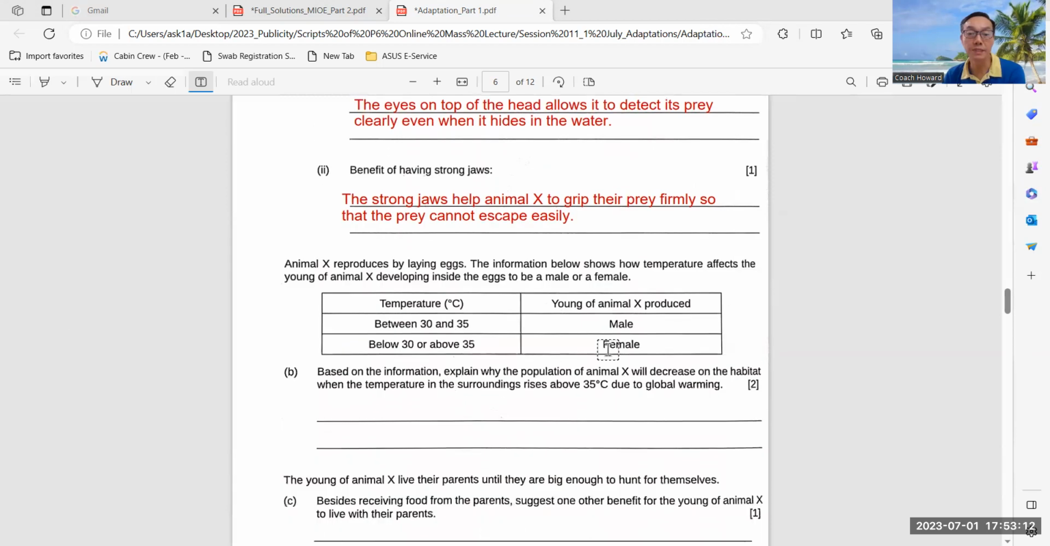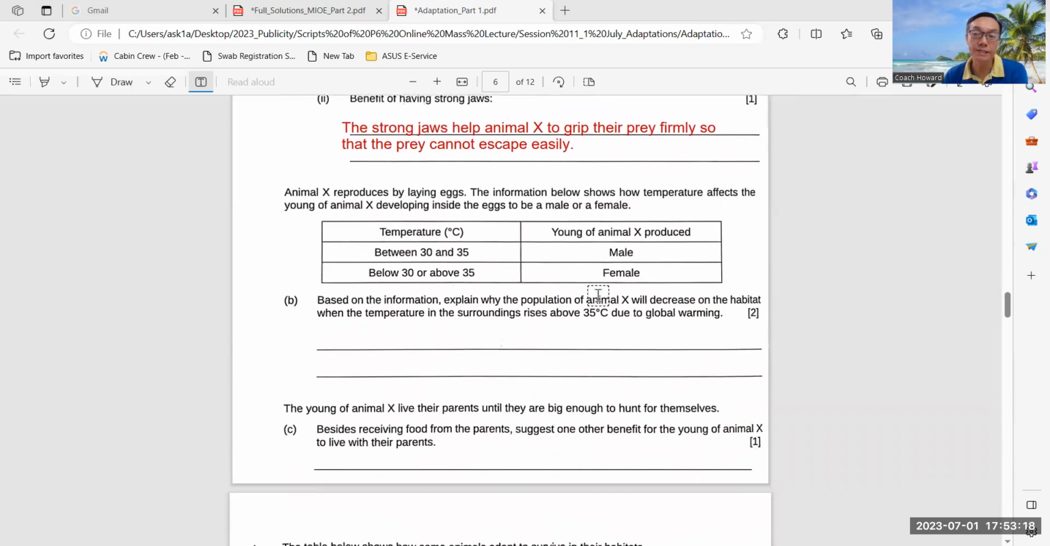So same thing. You notice that so far today we deal with two questions about how temperature affects the gender of the eggs being hatched. Between 30 to 35, the young produced is male. Below 30 and above 35 is female. So they say based on this, right?